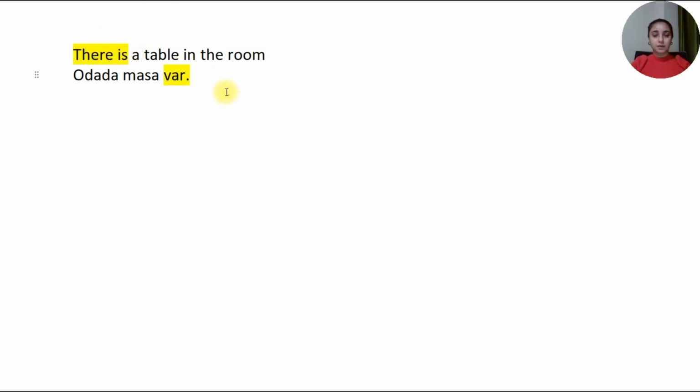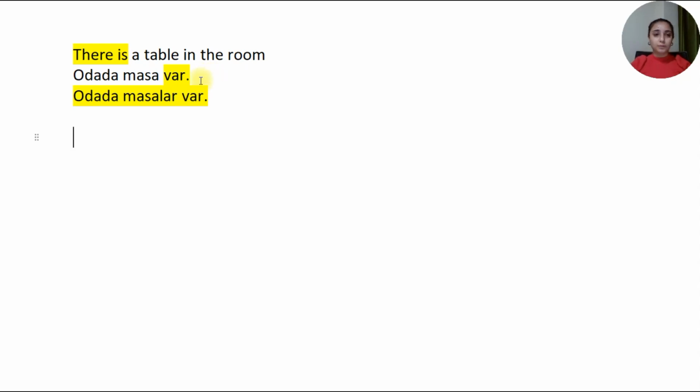There is. And how can we make it plural? If I want to say there are tables in the room, we won't change var word. Var is always the same. I will change masa word to make it plural. It becomes masalar. Let's say odada masalar var. Now it means there are tables in the room. Make sense? I think so.